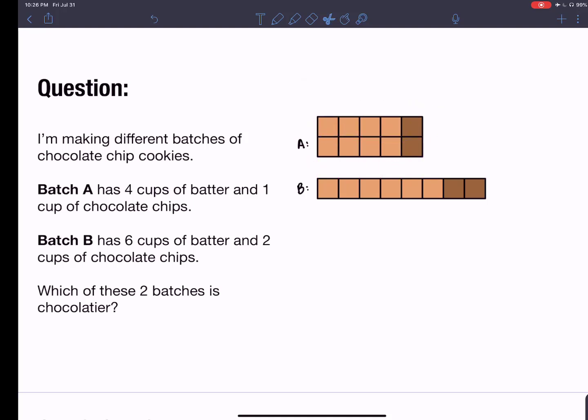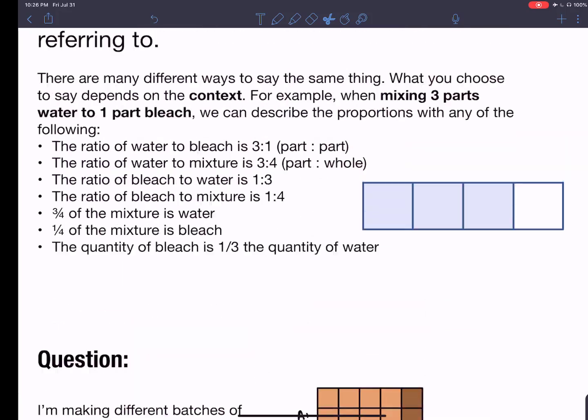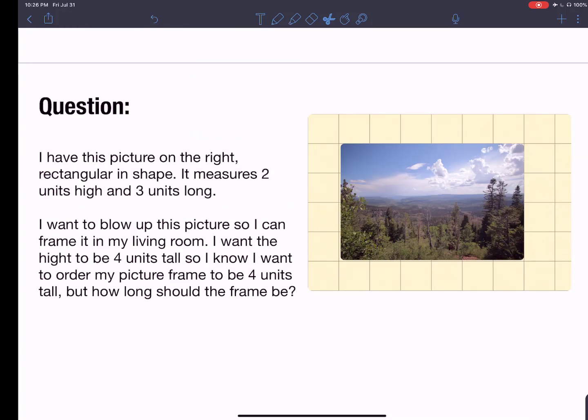Now, have I changed batch A? Yes, I have. I've doubled it. But have I changed the level of chocolatiness in the chocolate chips? No, it's still the same amount, right? I've just doubled it, right? For example, back in this picture here, I haven't changed the picture. I haven't warped the picture at all. I've just like zoomed in this picture, right? I've blown it up. I've made it bigger, but proportionally it's the same.